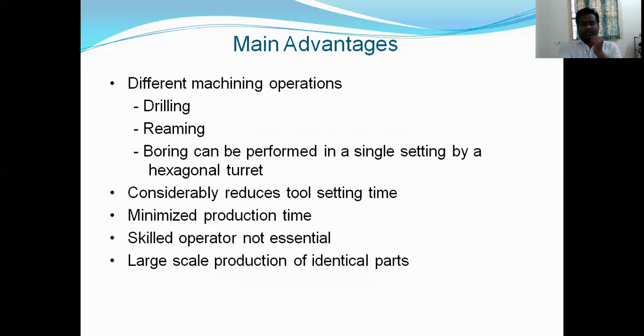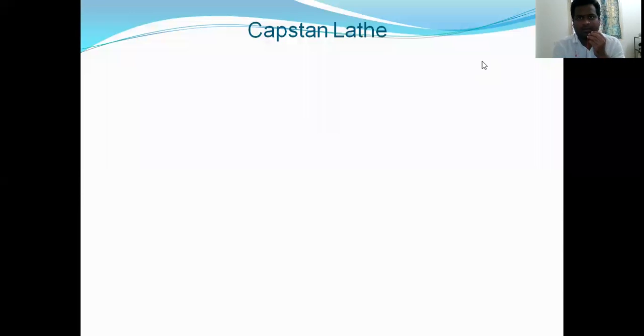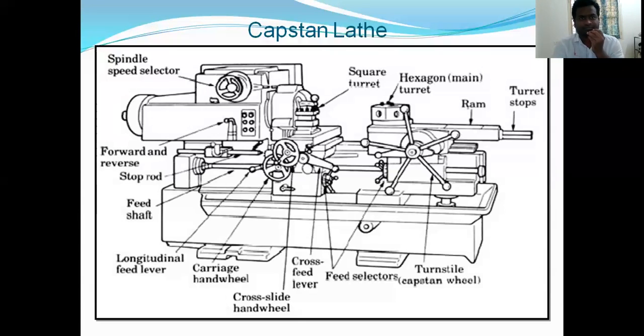Next we are moving on. Now we are going to the capstan lathe. Observe the diagram. What are the parts in the capstan lathe? Speed selector here, forward and reverse selector here. This is the stop rod, which stops the carriage movement.